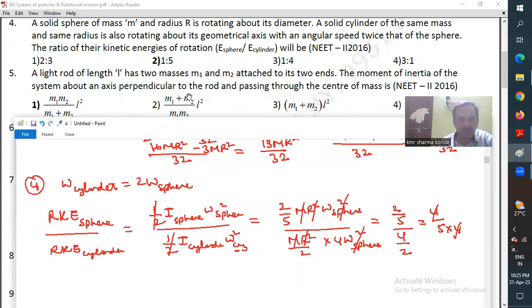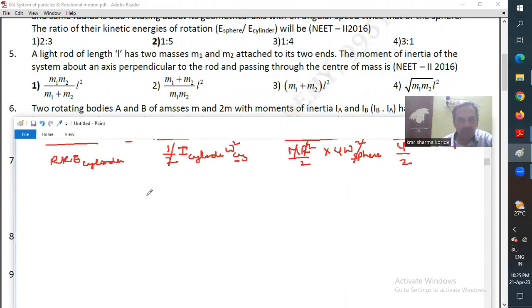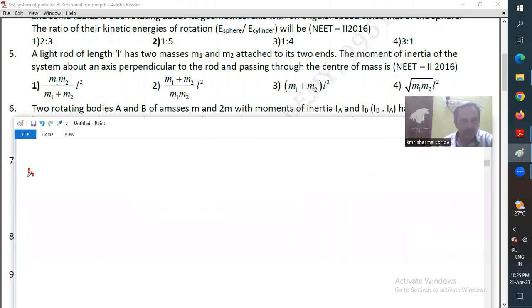This is given in 2016. Now question number 5. A light rod of length L. So say this is the light rod of length L.